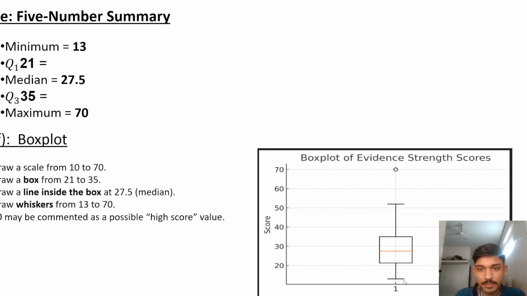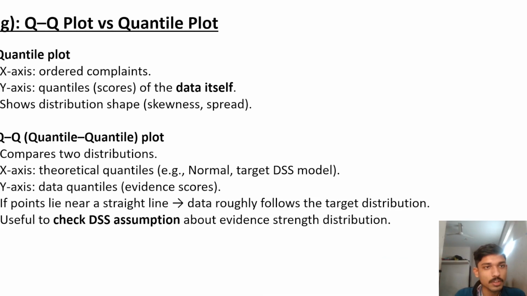13, because 13 is the minimum value and 70 is the maximum value, and 17 may be computed as a high score value. So this is all about box plot. Now let's move on to the next question, which is quartile plot versus quantile plot difference.